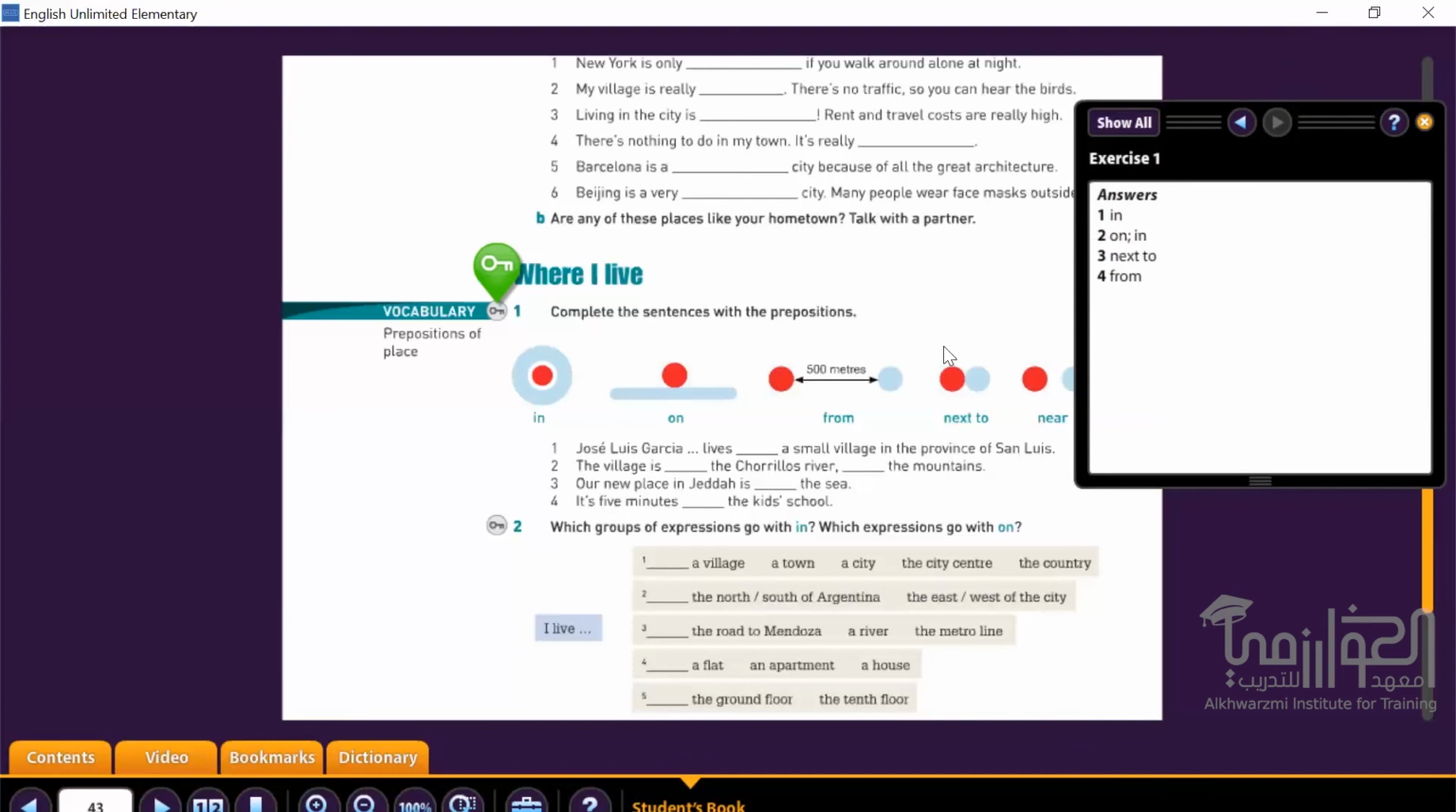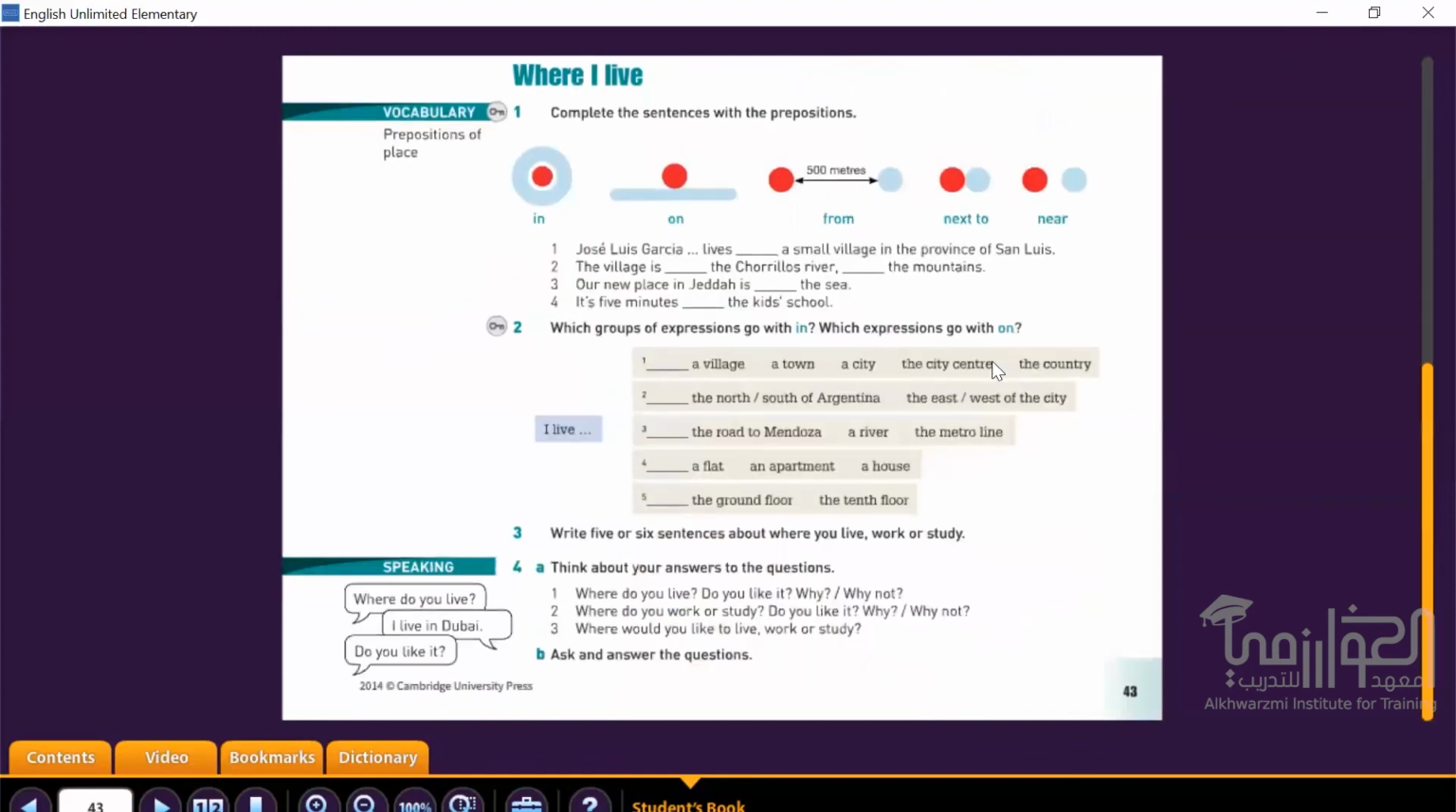Okay. Now let's move to another exercise here. Which groups of expressions go with in? Which expressions go with on? So in these spaces, I live. Then you continue the sentences. Write in or on in these spaces. So let's do the first one together.